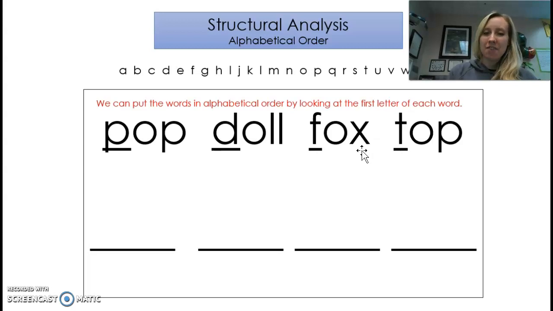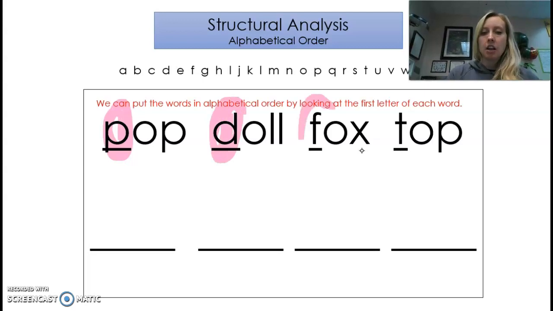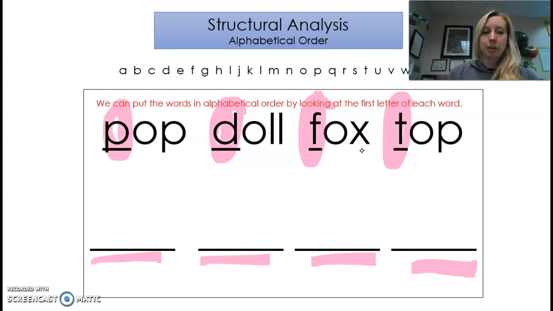Okay, friends, so we have been working on alphabetical order. That's a fancy way to say we're putting our words in the order of the alphabet. So let's look at our first letter. P, D, F, T. So we're going to put those in order down here as we sing the alphabet song.